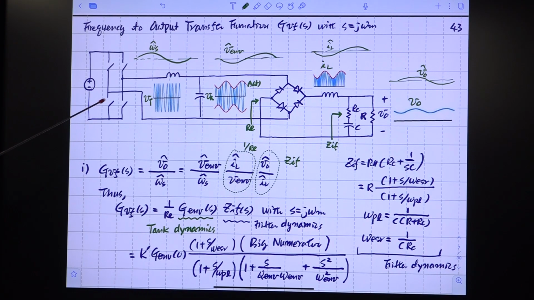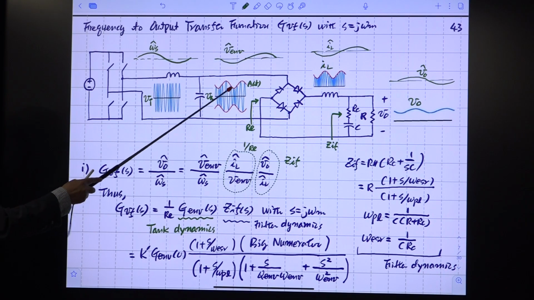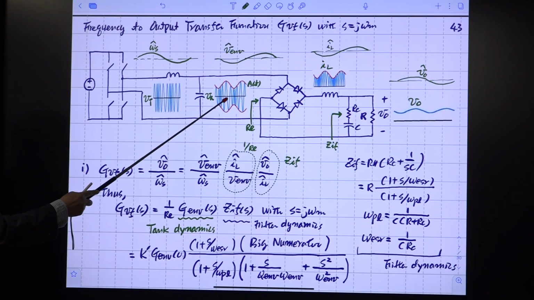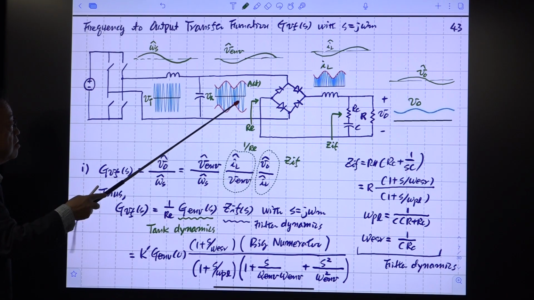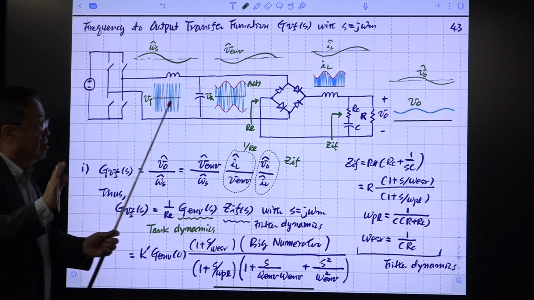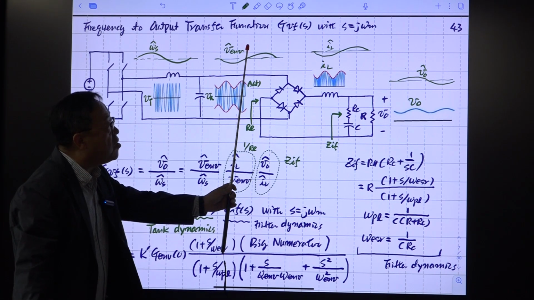So originally, this is the tank voltage waveform. And after this is modulated like this, the frequency is modulated and the amplitude is modulated. Okay. Then you have this rectification. Okay. Then this is the rectified. Or okay, let me say this first. This is a converter. Okay.